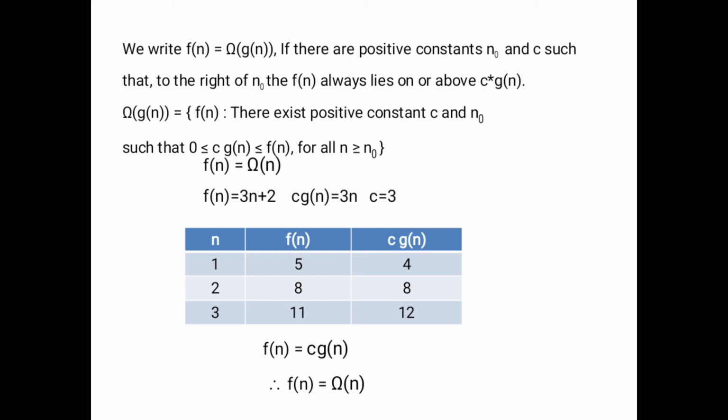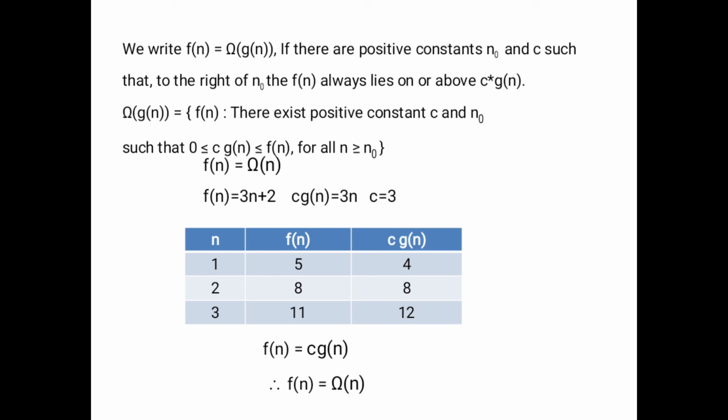Then, to substitute the values using the table, n equals 1, 2, 3 like that. Then f of n, we can write 3n plus 2, is also given here. The same table from big O notation is also given here. Then here c g of n equals 3n. In big O notation we took 4n, but here 3n. So, to calculate the values: f of n is 3n plus 2, that means 3 into 1 plus 2 equals 5.